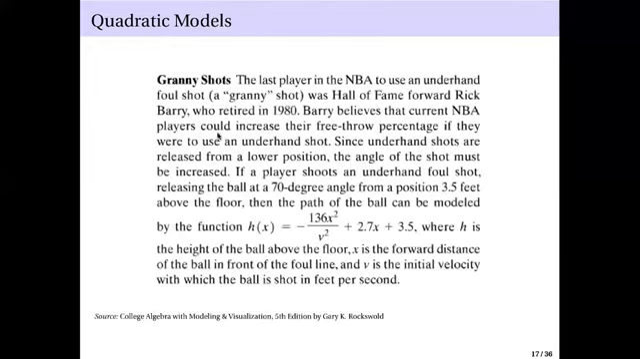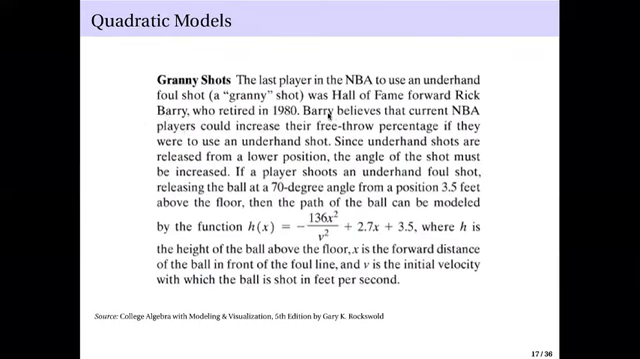So let us look at this particular problem, which I got from this book. The granny shots. The last player in the NBA to use an underhand foul shot, called a granny shot, was Rick Barry, who retired in 1980. So he's a Hall of Famer. If you're watching the NBA or whatsoever, I think you know Rick Barry.